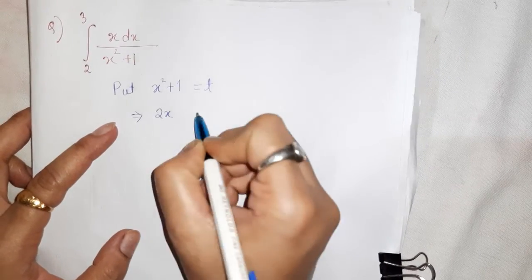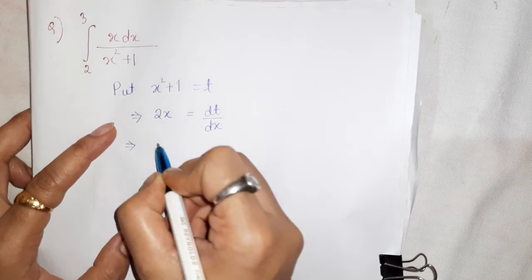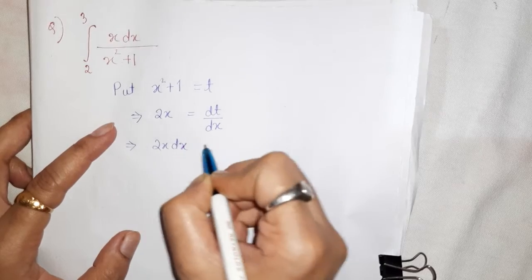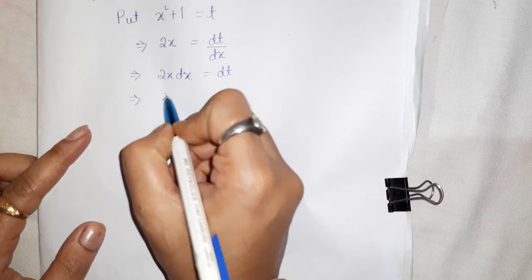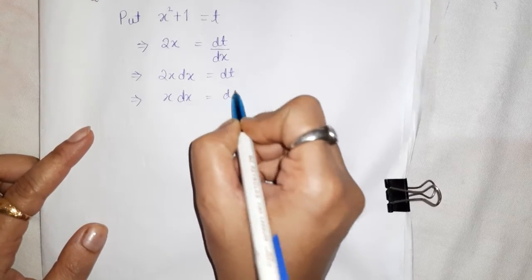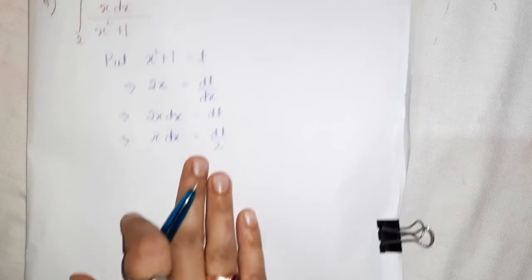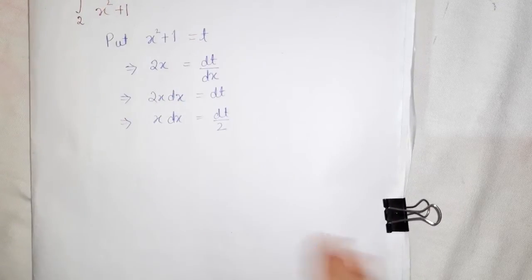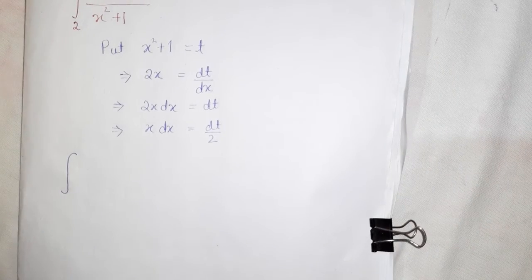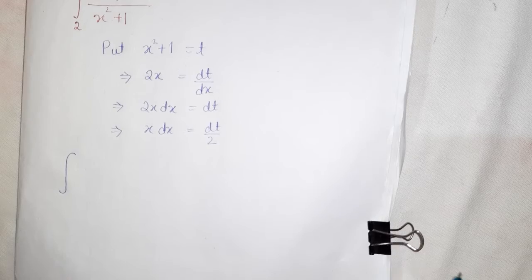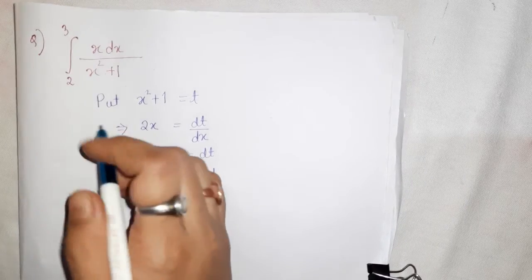This gives 2x equals dt by dx, which implies 2x dx is equal to dt, or you can write x dx equals dt by 2. In the numerator, x dx becomes dt by 2, and x square plus 1 becomes t. The integral is in terms of t now, but keep one thing in mind: the limit of x is 2 and 3.